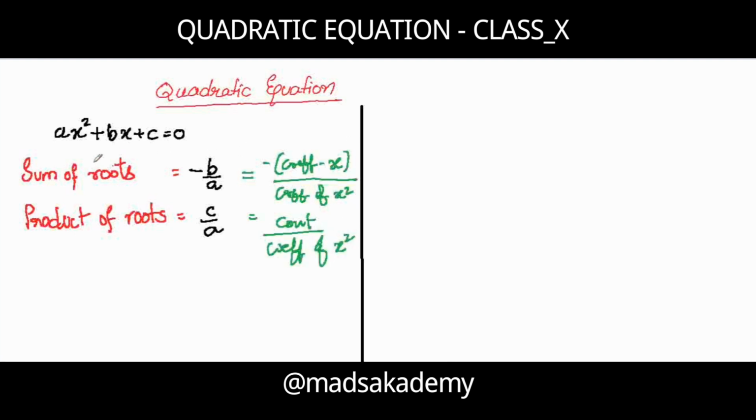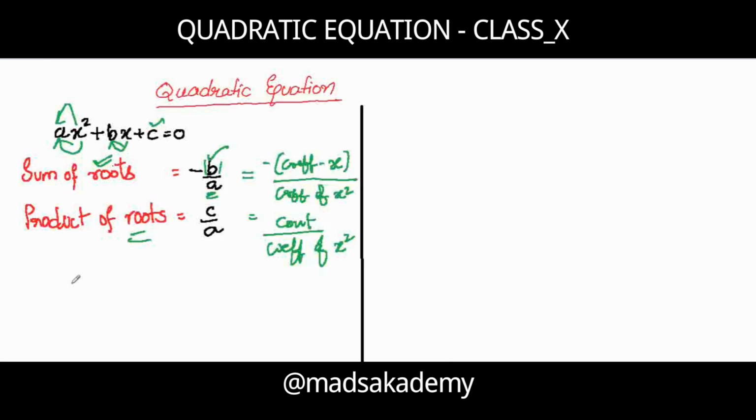So what is sum of roots? Sum of roots is equal to minus of b by a. What is b? Coefficient of x. What is a? Coefficient of x square. Product of roots is c by a. c is the constant, a is the coefficient of x square.